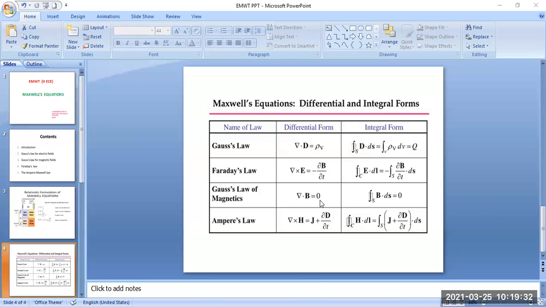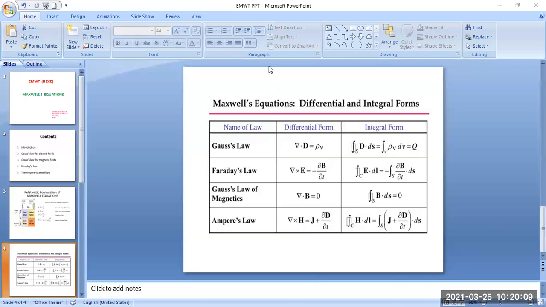This can be converted to the integral form: integral over S of B bar dot ds bar is equal to 0. And Ampere's law, that is the Maxwell's fourth equation. Maxwell's fourth equation means del cross H bar is equal to J bar plus dou D bar by dou T. So del cross H bar, the curl of the magnetic field intensity, is equal to the sum of the conduction current density J bar and displacement current density dou D bar by dou T.